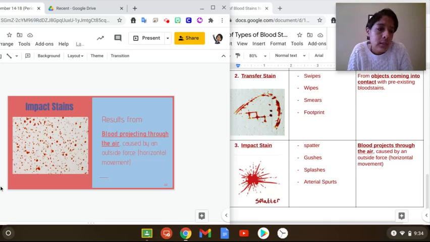You can see that's an example here in this picture. It's going to produce a lot of dots of blood on the surface. So the blood goes horizontally before it then hits another surface, most often a wall or the ground. Okay, so for impact stains, a lot of force is involved, which sends the blood at a high force out of the body, before it either falls to the ground or hits another surface.